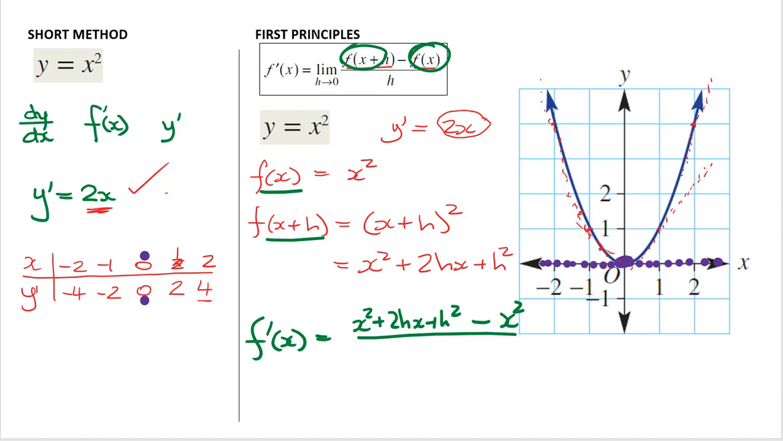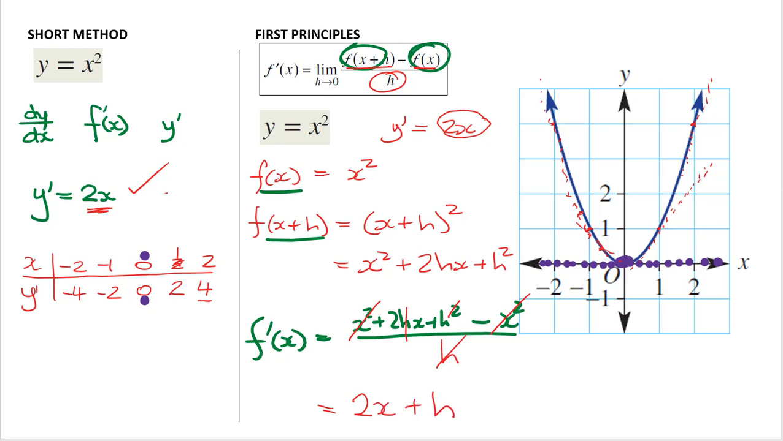Anytime you use first principles, you're always going to cancel out the original function on the top here, and everything else is going to stay there. So x squared is going to cancel out, and we're going to be left with these two terms at the top. Now all I'm going to do is put h at the bottom, and we have this fraction. We've got h squared and 2hx here, so we're going to cancel out the h's, and we're going to be left with, after we tidy that up a little bit, 2x plus h.